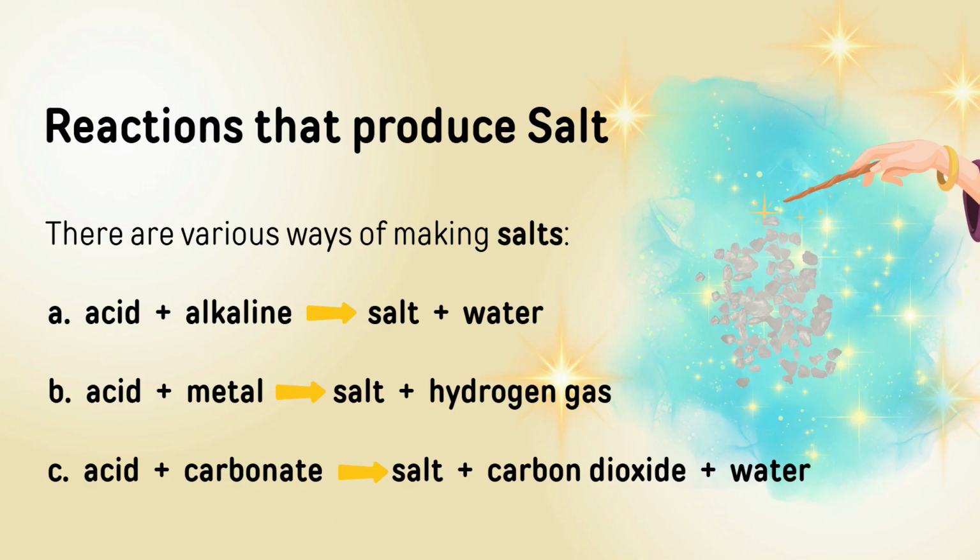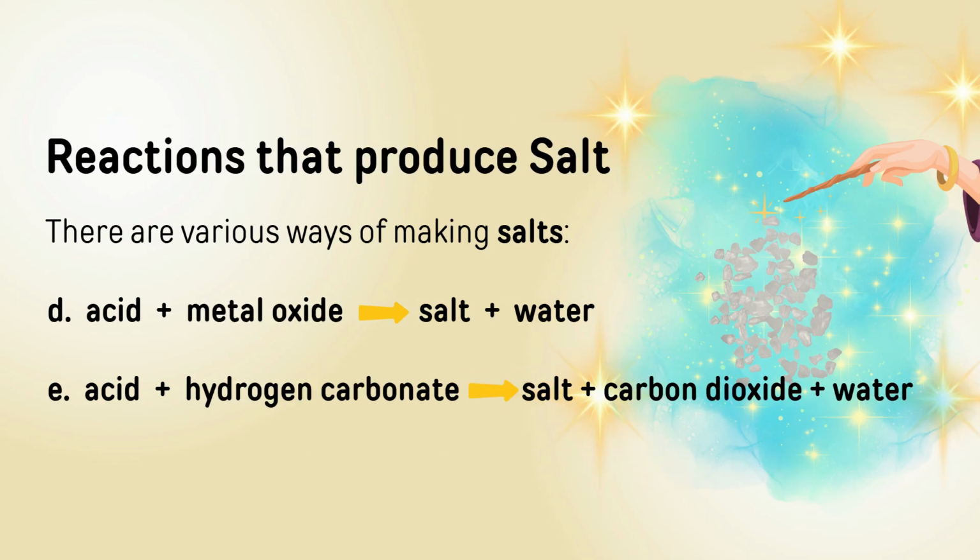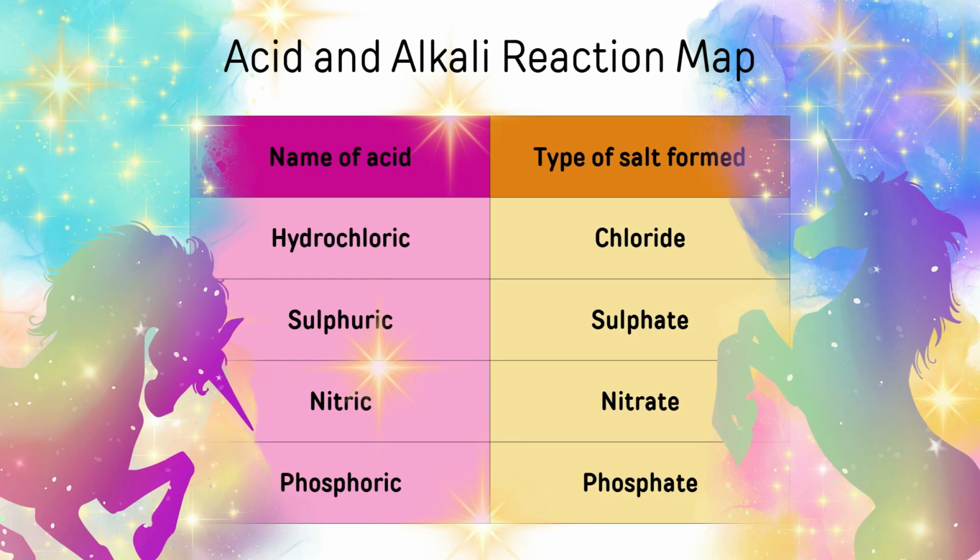Reactions that produce salt. There are various ways of making salts. Acid plus alkali gives salt plus water. Acid plus a metal gives salt plus hydrogen gas. Acid plus carbonate gives salt plus carbon dioxide plus water. Acid plus metal oxide gives salt plus water, and acid plus hydrogen carbonate gives salt plus carbon dioxide plus water. Here is an acid and alkali reaction map.